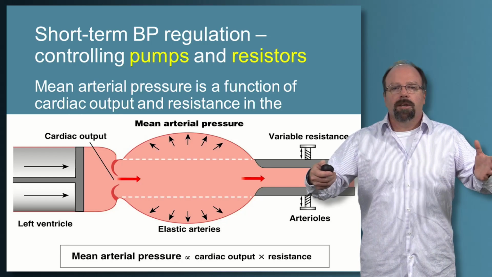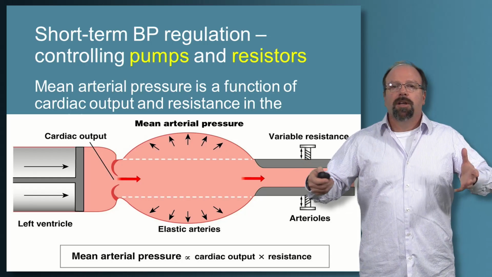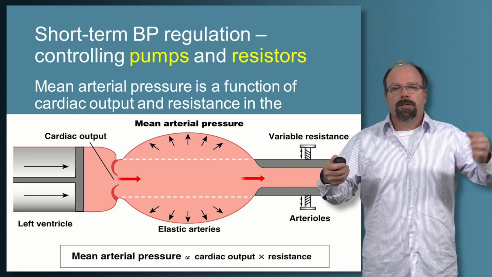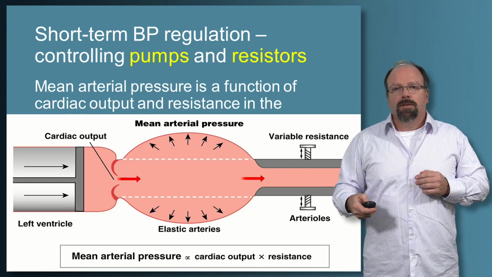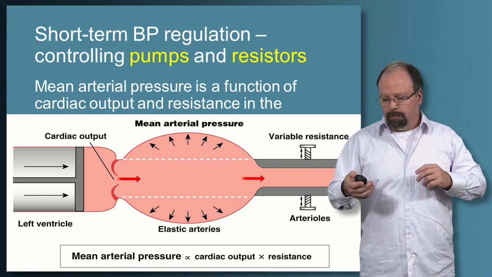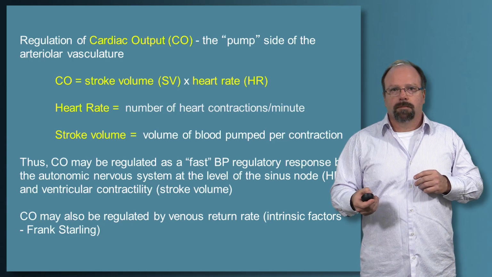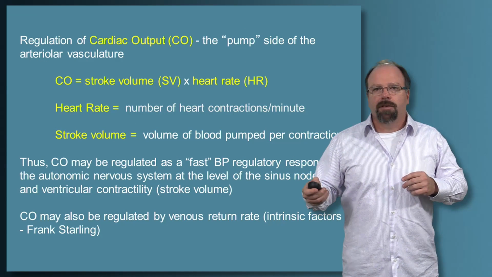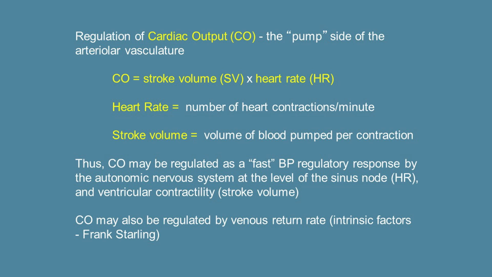So if we look at this equation, mean arterial pressure is proportional to cardiac output and to the resistance of the cardiovascular system. The regulation of cardiac output, very simply, can happen at the regulation of heart rate and stroke volume. We've learned in other lectures that heart rate can be controlled by the sympathetic nervous system at the level of the sinoatrial node, so we increase the number of contractions per minute.